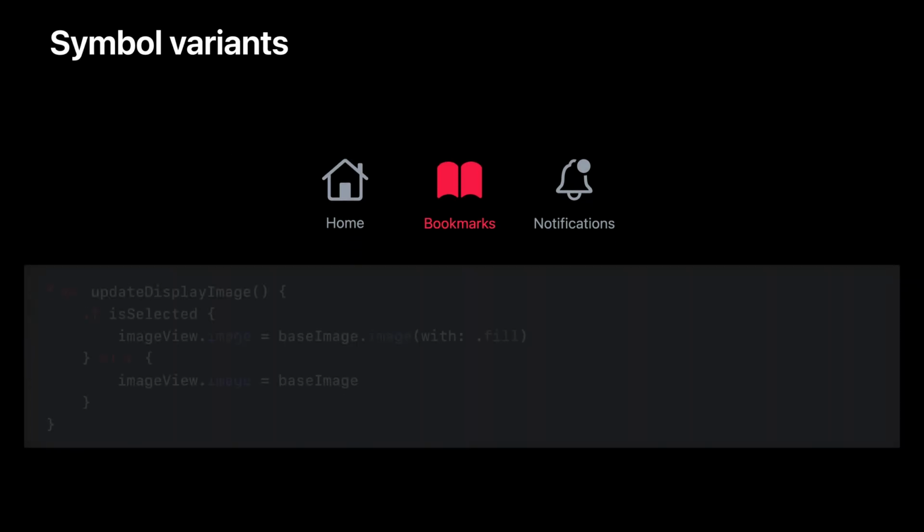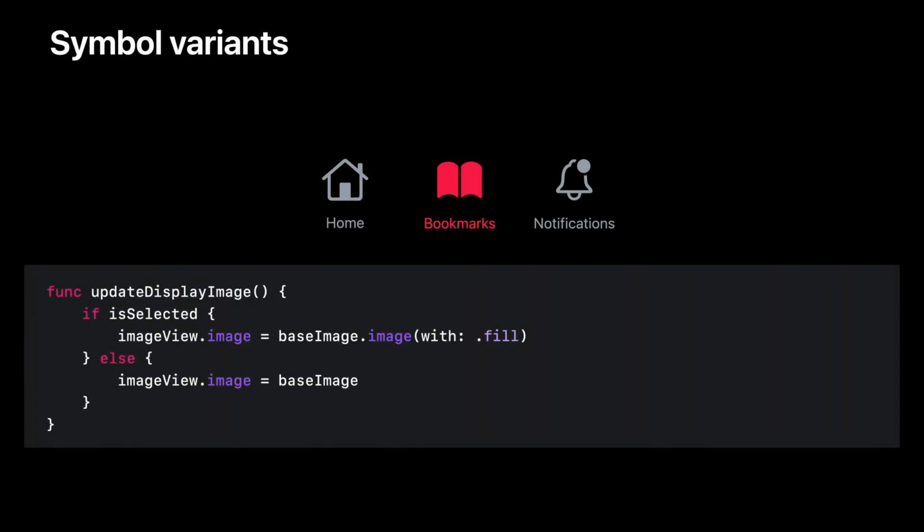This control could call image with fill to prefer a filled symbol in its selection state, and it'll automatically choose the right version of the symbol whenever a filled variant is available. There are constants for each type of symbol variant, and you can combine them to request multiple variants together, like circle and fill. This was just a brief introduction to the features of SF Symbols 3.